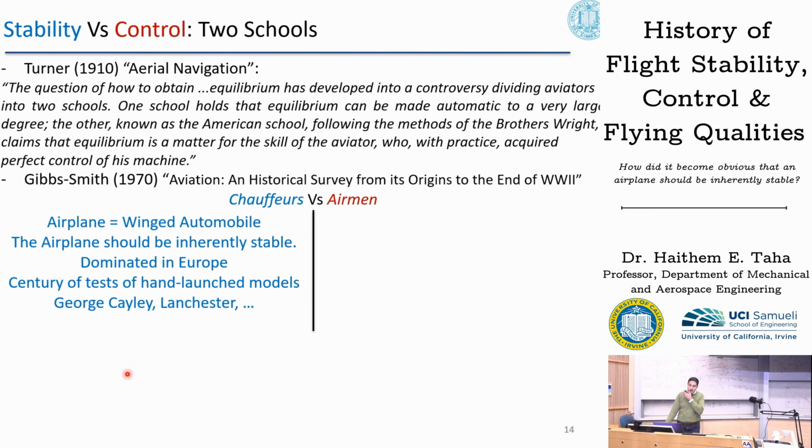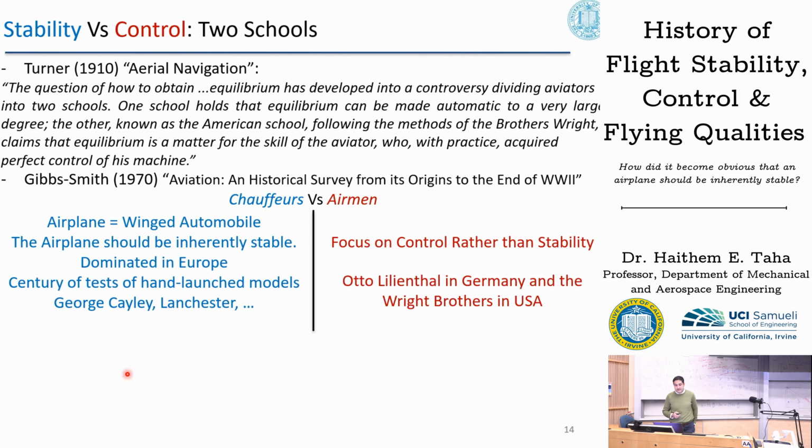So let's go back to our division in the community between the two schools. The second school focused more on control than stability. This school was pioneered by Otto Lilienthal in Germany and the Wright brothers in America. And it made sense when you think about it, because they used to fly gliders by themselves. If you are building an airplane that you're going to fly yourself, it is quite instinctive to build it in a way that gives you control authority over the airplane, right? You really don't care about stability.